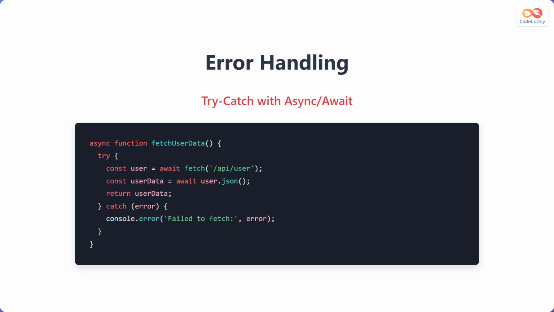Error handling in async/await is straightforward using try and catch blocks. Let's look at the code. Inside the try block, we fetch the user data and convert the response to JSON. If any error occurs during these operations, the control is transferred to the catch block, where we can log the error or perform other error handling tasks. This ensures that our asynchronous code is robust and can handle errors gracefully.